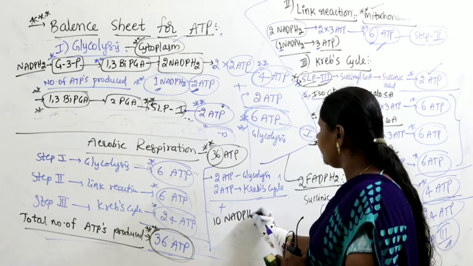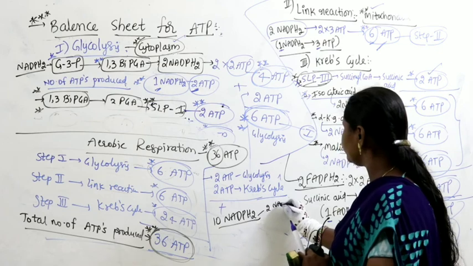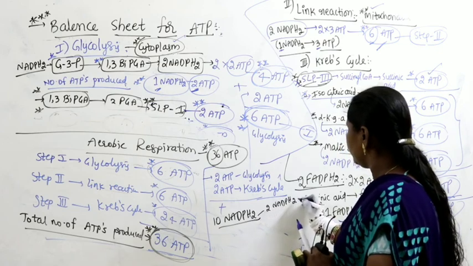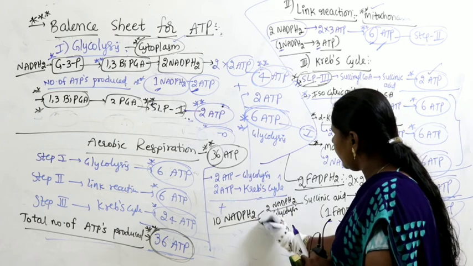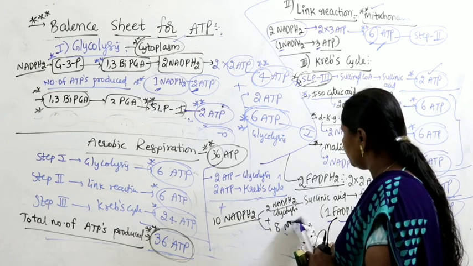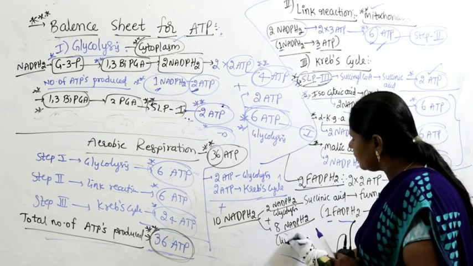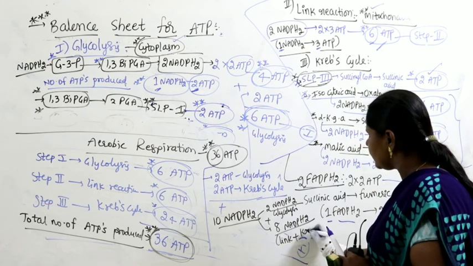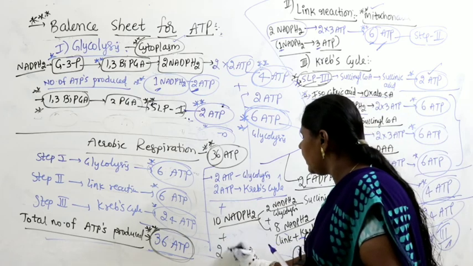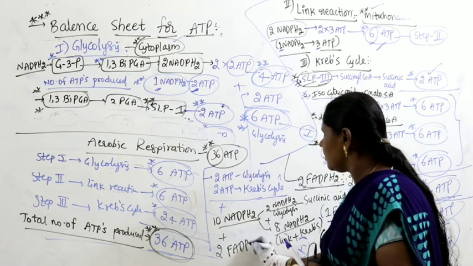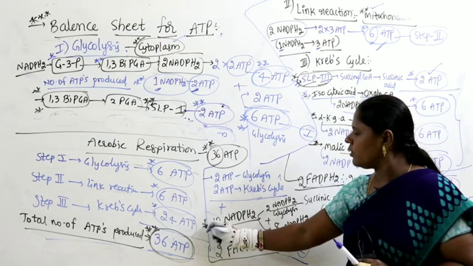Where is the 10 coming from? 2 NADPH2 from glycolysis, and 8 NADPH2 from link reaction plus Krebs cycle, and 2 FADPH2. Okay, so this is the count you have to remember.